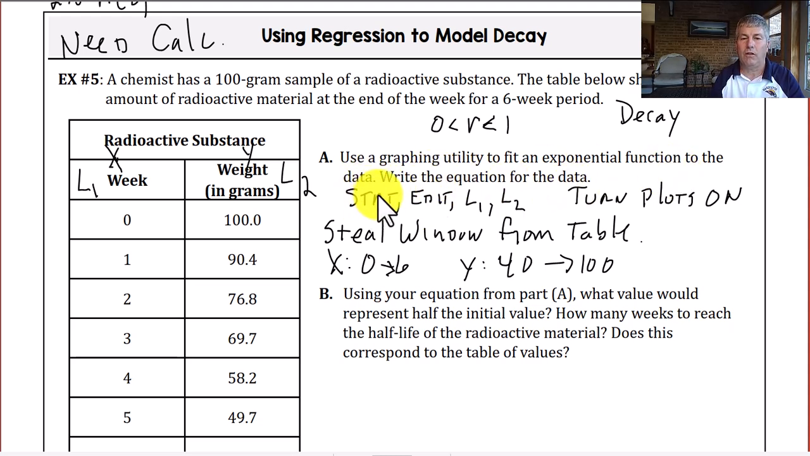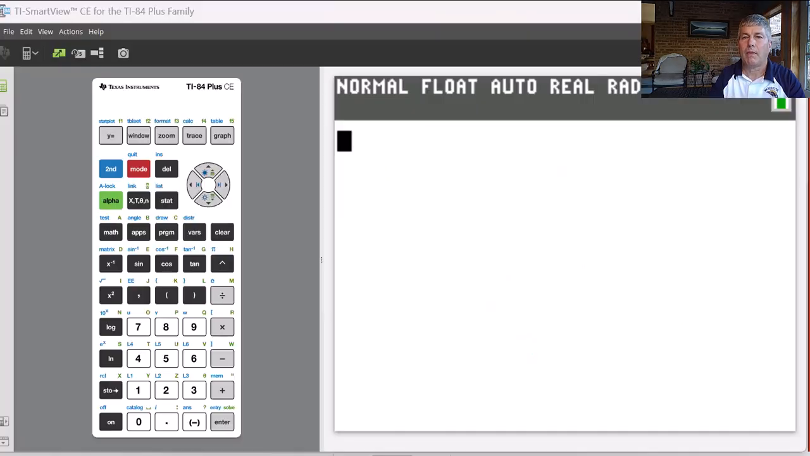So we're going to go in our calculator under Stat, Edit, and our two lists. We'll turn our plots on. We're going to steal our window from our table, so our X's are going to go between 0 and 6. I'll probably expand that out. And our Y's are going to go from 100 to about 40, and I may end up expanding that out as well. So let's head over to our calculator and start entering the data.